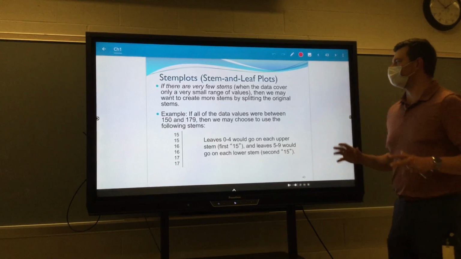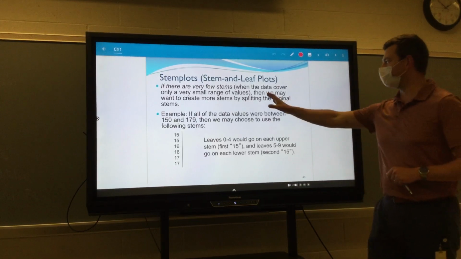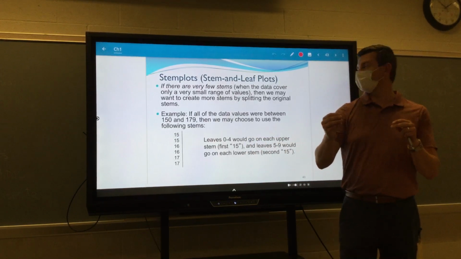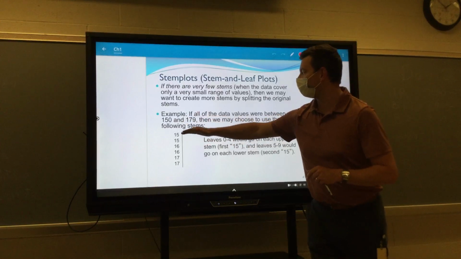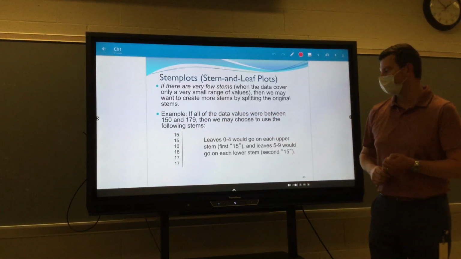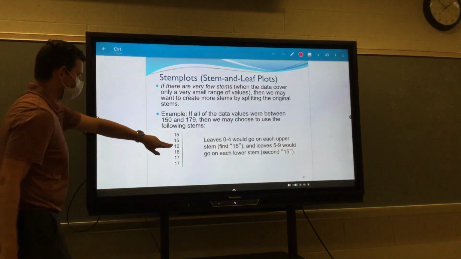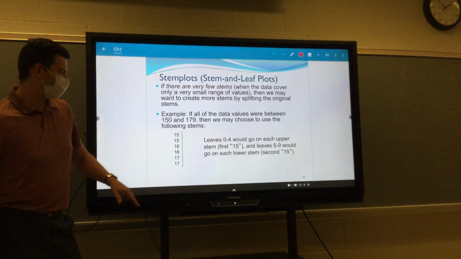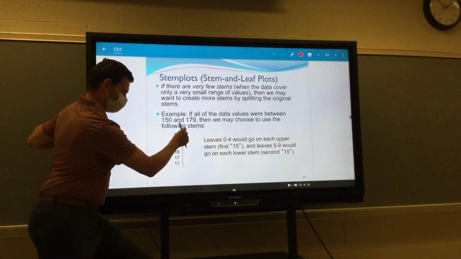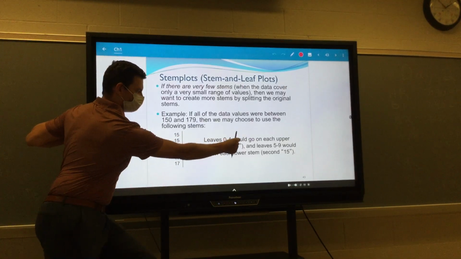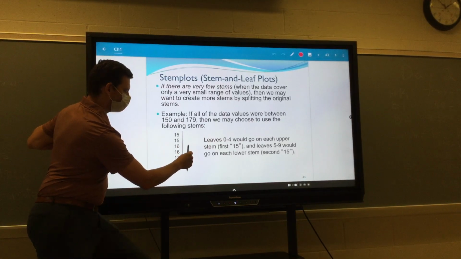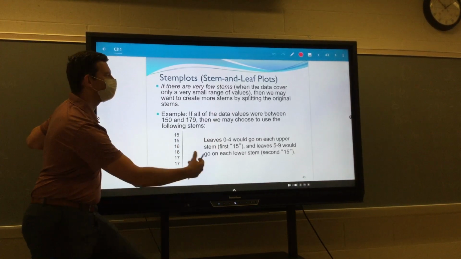If there are very few stems, okay, meaning that you have data covering a very small range, you might see that broken down like to the lower end and the upper end. Okay, like if we had data ranging from 150 to 179, we would have 15, 15, 16, 16, 17, 17, and in our key somewhere we would designate that the first 15 represents 0 through 4, and the second 15 would represent 5 through 9, okay, and so forth for the 16s and the 17s.